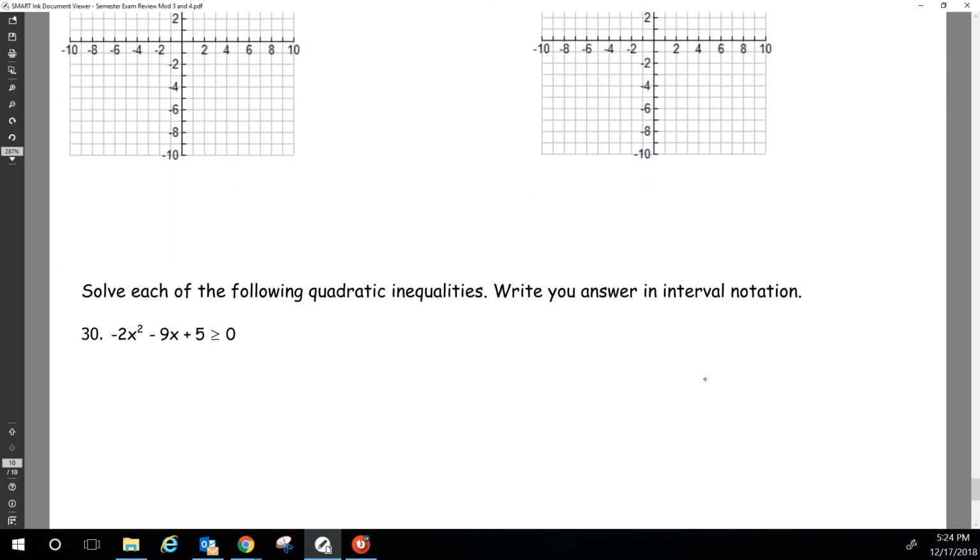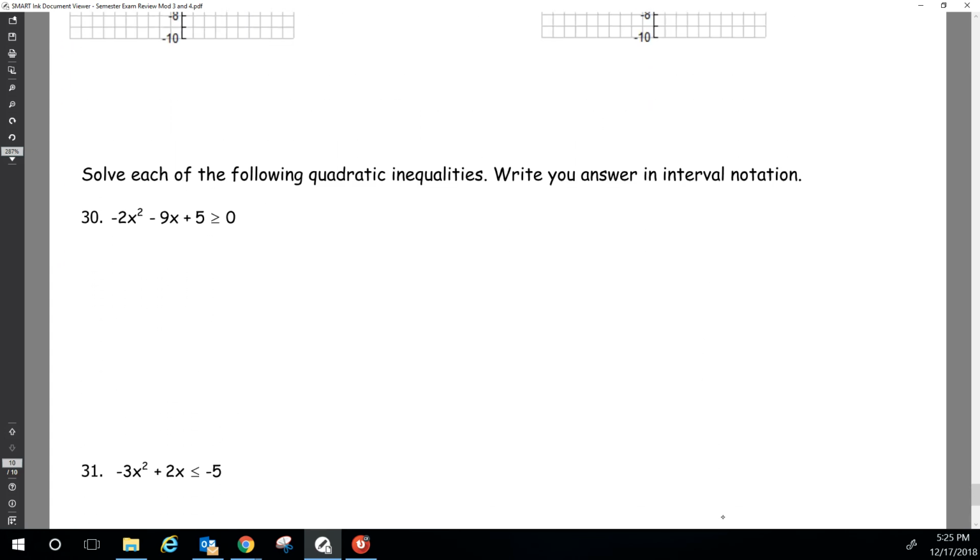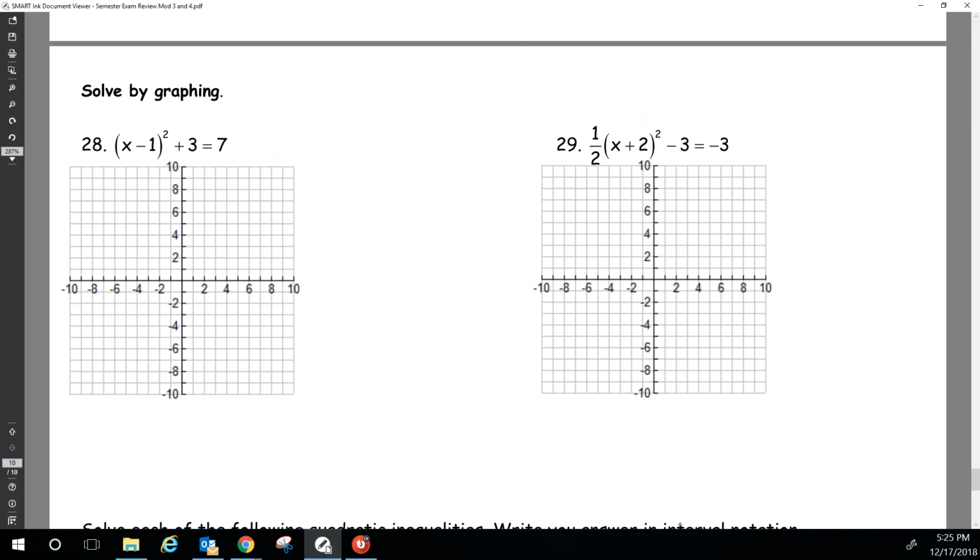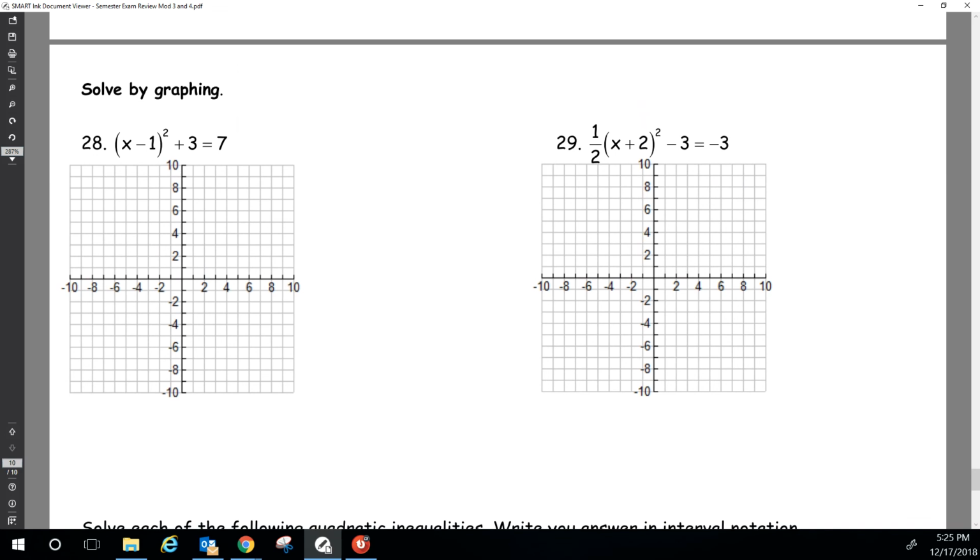Looks like we're on the last page, but I do not have enough time to make that into this video, so I'm going to stop here and we'll do one final video.